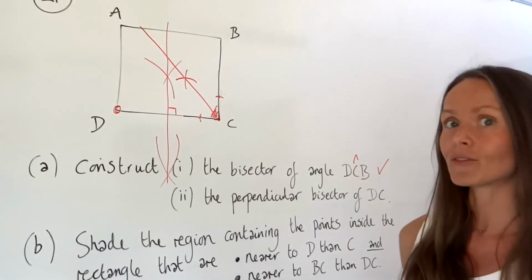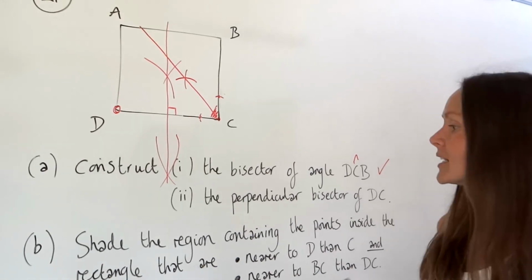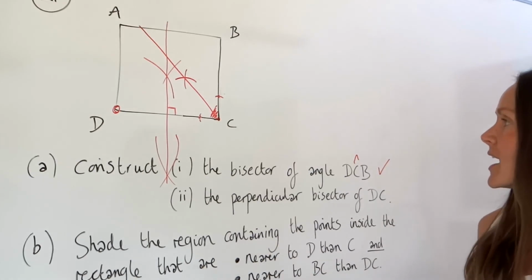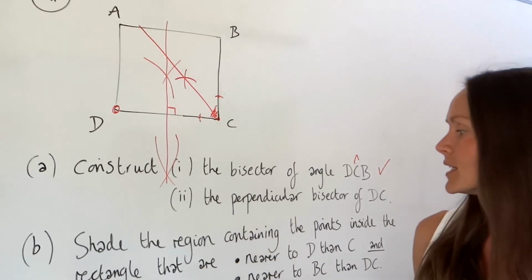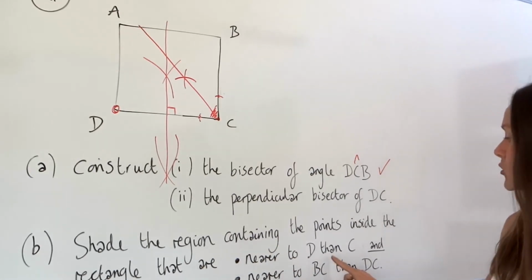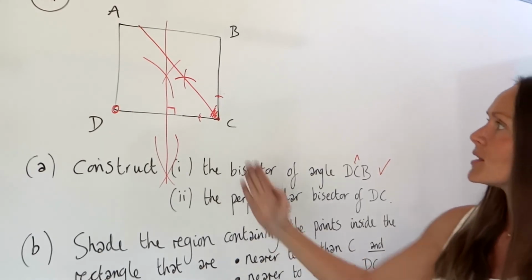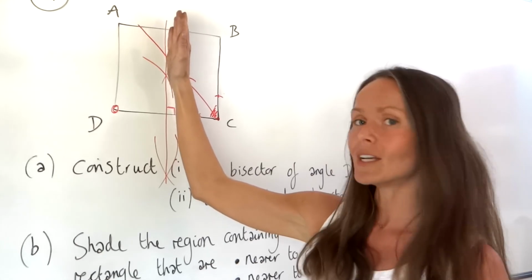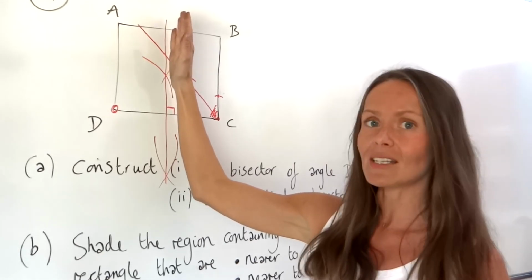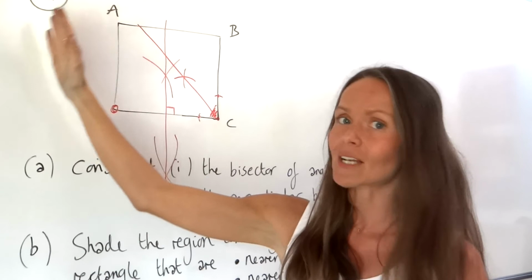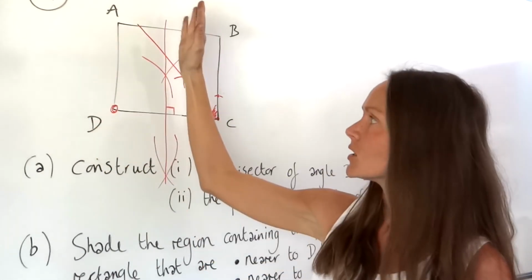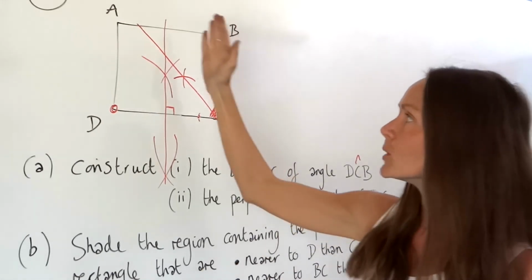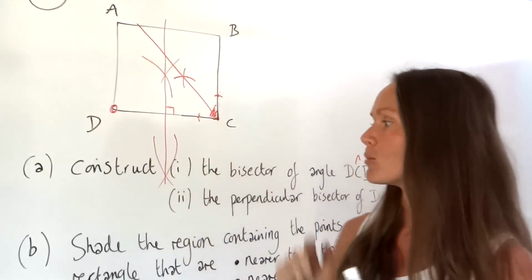In part B, we have to shade the region containing the points inside the rectangle that follow these rules here. It says that the region needs to be nearer to D than C. So this line is separating D and C. Hopefully you can see the side that's nearer to D is the left-hand side because D is on the left. But don't shade yet because we have to finish reading the question. We know we want the left-hand side for the moment.